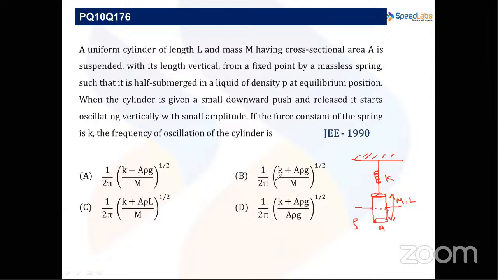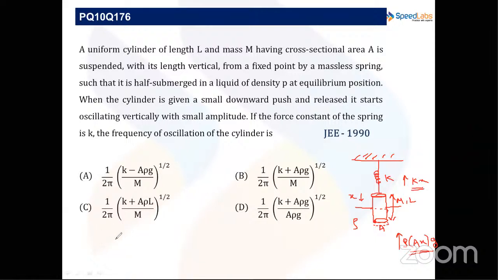It is asking the same thing. Let us give a small push by x. When I give it a small push, it goes further down, and there is an additional buoyant force and an additional kx. So these additional forces are restoring forces. The additional buoyant force is rho V g, so it is rho A x g. So this buoyant force and this kx are the additional restoring force.